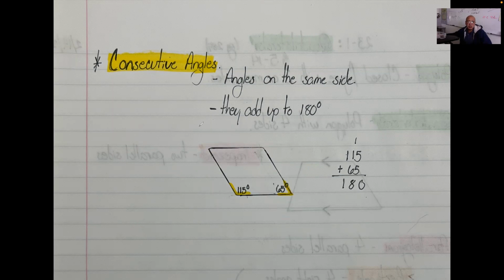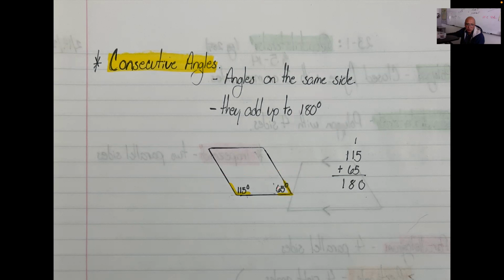And all you need to know is that when you add up consecutive angles, angles on the same side, they will add up to 180 degrees. When you think about it, that makes perfect sense because it's half of the angles of the parallelogram. And so if together they made 360, well, half of it should be 180. And yes, indeed, 115 plus 65 is 180. And the other 2 should be the other 180. Together they make 360.